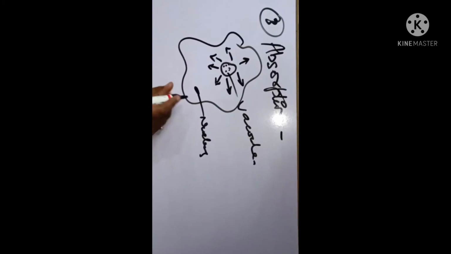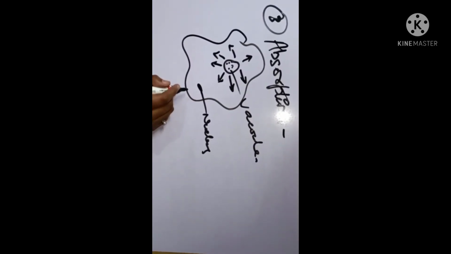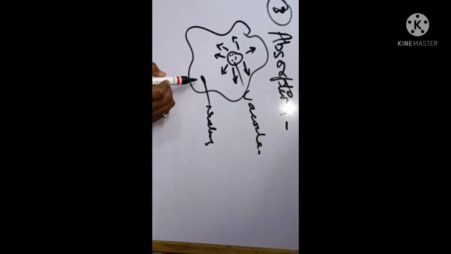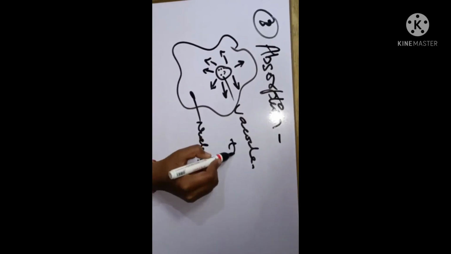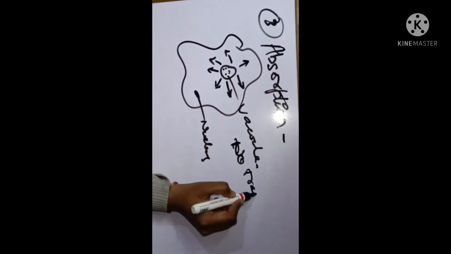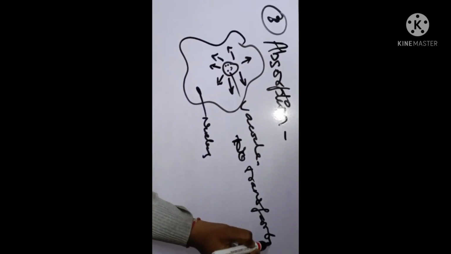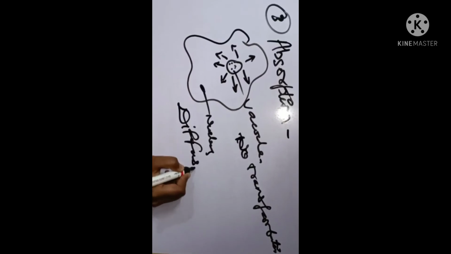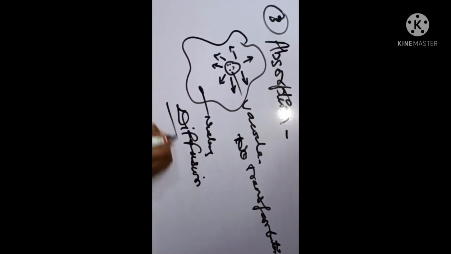What is surrounding? That is in the cytoplasm of the amoeba. As amoeba is a single celled organism, there is no need of transportation. Only the process by which the food is transported is diffusion.